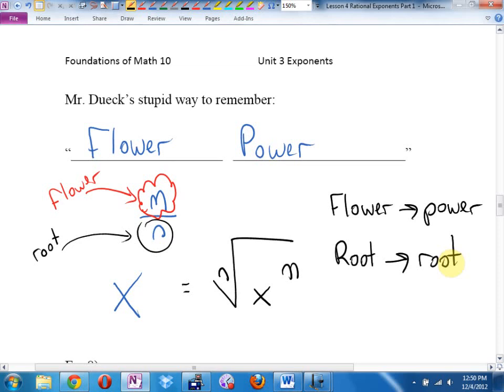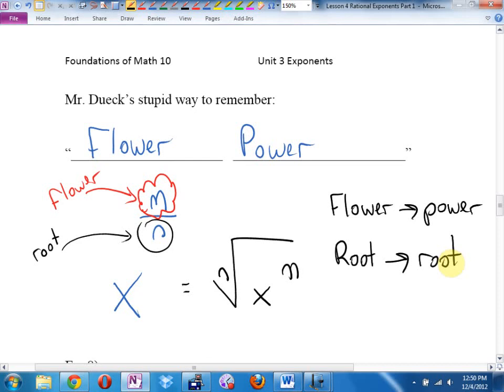If you come up with something better than that, let me know and I'll change how I teach this forever. But I'm blatantly stealing this from my Math 10 teacher, who was very good. Must be. I still remember it like 20 years later. Well, 18 years later.